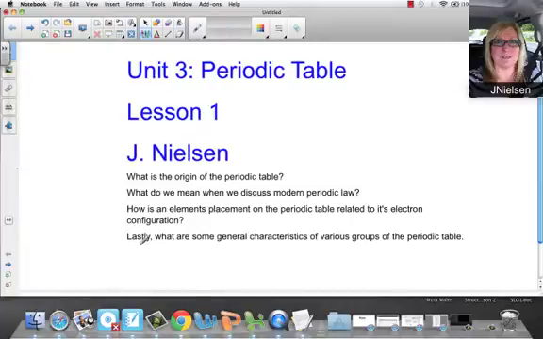So what we're going to accomplish in this lesson is we are going to discuss the origin of the periodic table, what we mean when we discuss modern periodic law, how an element's placement on the periodic table is related to its electron configuration, and lastly, what are some general characteristics of various groups in the periodic table. So let's get started. You should have your new packet in front of you.